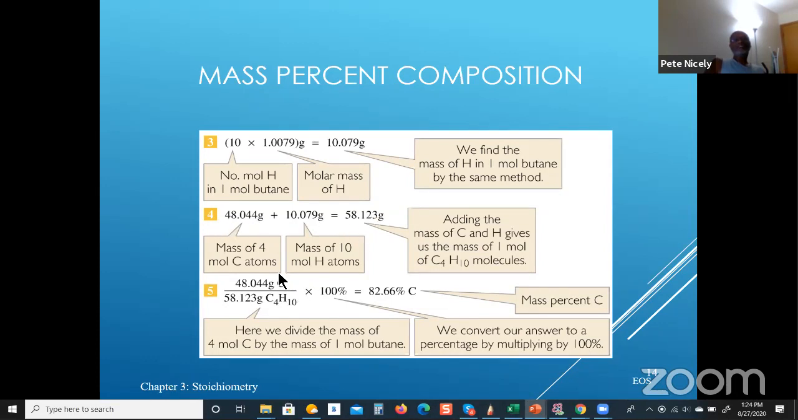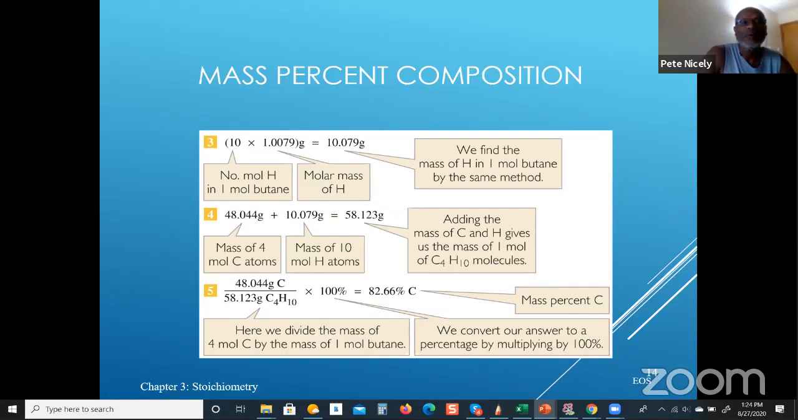Now, to get the percentage of carbon, we take the total mass of carbon divided by the total mass of the compound times 100%, and that will give you the percentage of carbon, right? And if you want to find the percentage of hydrogen, then we take the total mass of hydrogen divided by the total mass of the compound, multiplied by 100%, and we get the total percentage of hydrogen. So that's basically how we determine the mass percent composition.